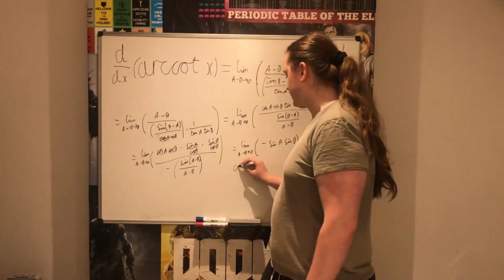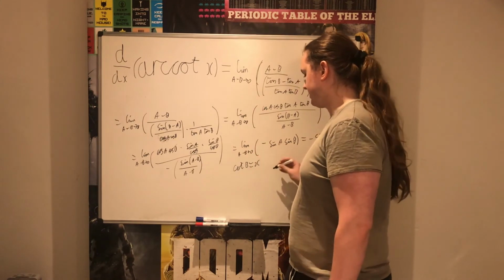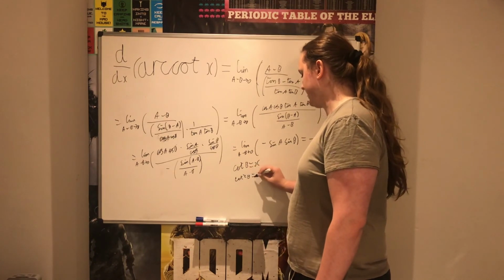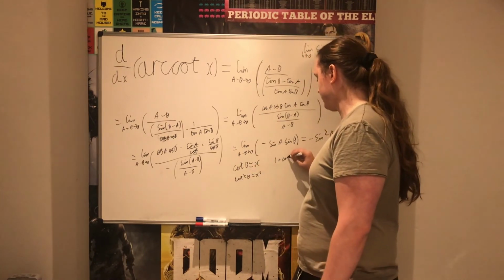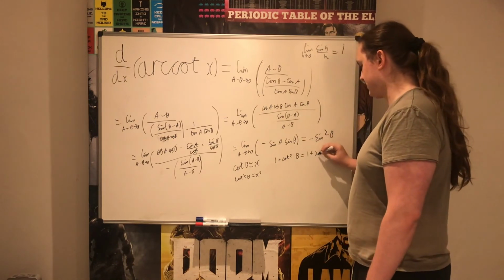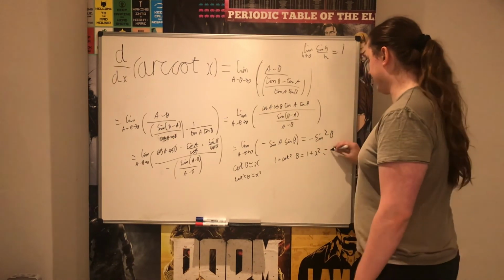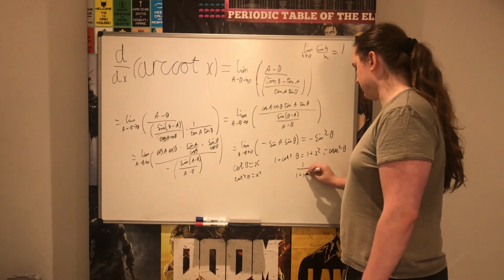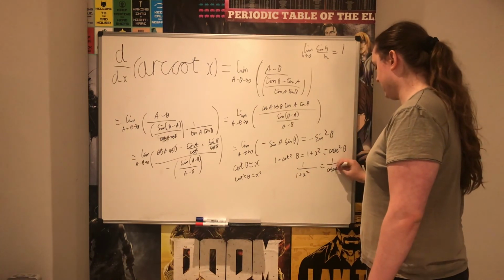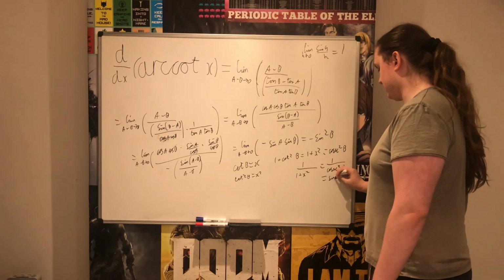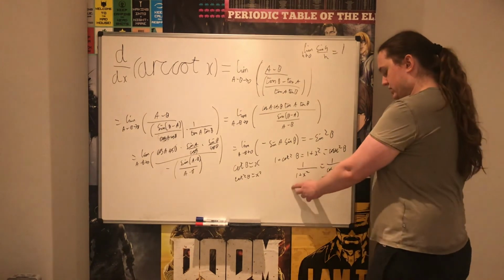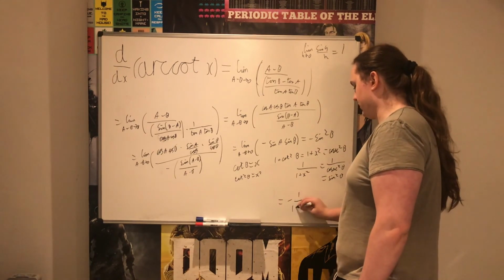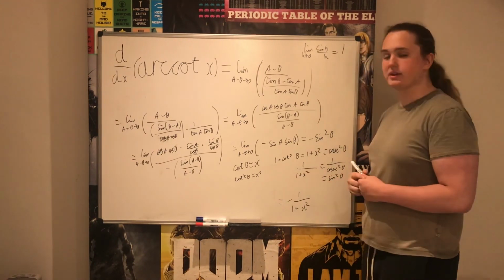So earlier we said that cot of b equals x, which means that cot squared b equals x squared. So 1 plus cot squared b equals 1 plus x squared. And this is the same as cosec squared b. And so 1 over 1 plus x squared equals 1 over cosec squared b, which equals sine squared b. And so if we just take the negative of this, it will be the same as this. And so our final answer is minus 1 over 1 plus x squared. And so we proved it.